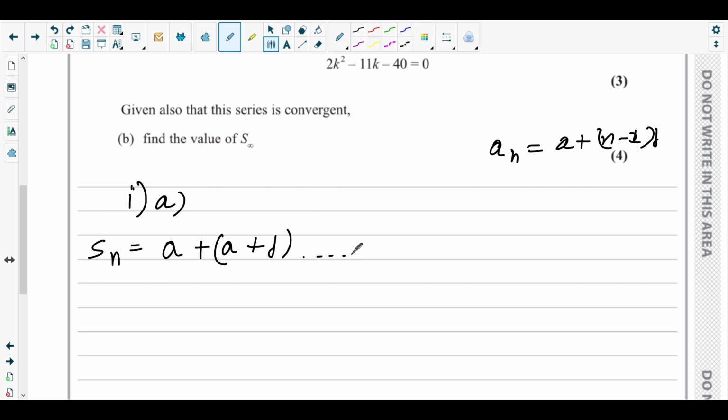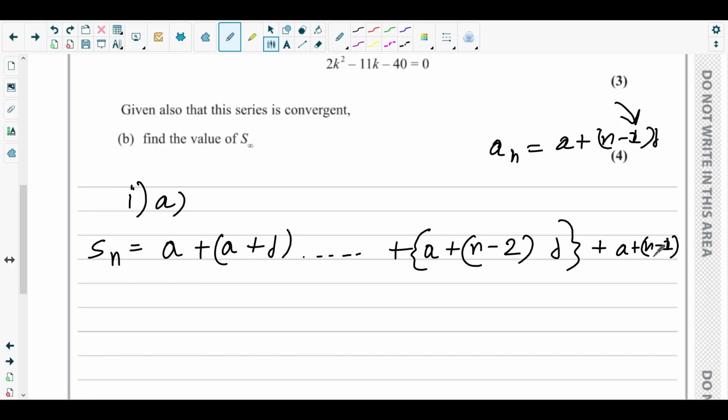So it keeps going like this, and then the term just before the last term would be A plus n minus 2 times D, since the last term is n minus 1. And the last term of the series is A plus n minus 1 times D. Okay, this is the sum of n terms.